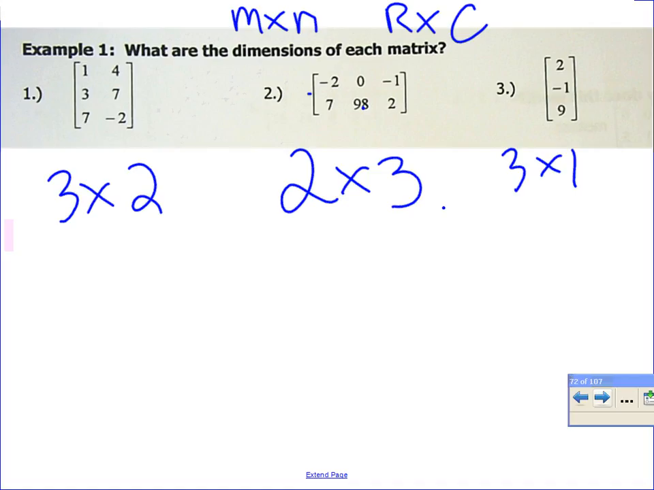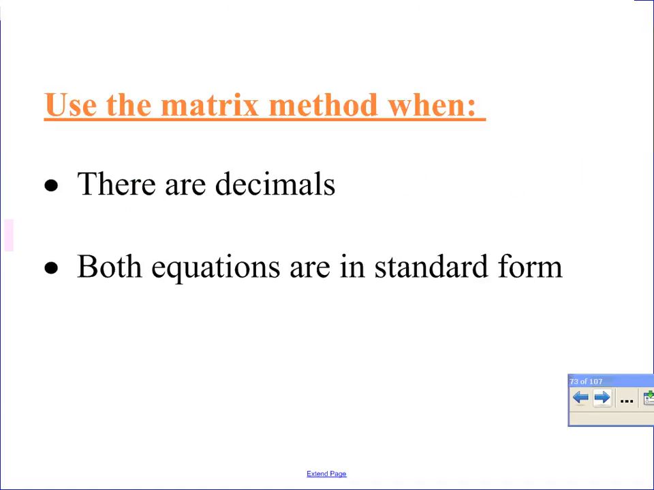This part, it's up to you if you want to write this down. So it's optional. Here's the part I'd like to emphasize. Use matrices when there are decimals and both equations are in standard form. So if you want to write it down, write it down. If not, just remember it. Use matrices when there are decimals. Both equations have to be in standard form.